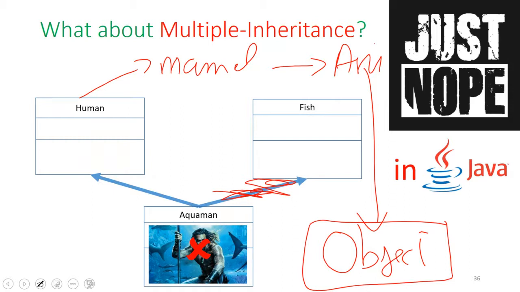So that means that any class that you write in Java, even if you don't use the extends keyword, is going to be related to the class Object, directly or indirectly if you use the extends keyword. It's going to inherit from it directly or indirectly. And this is why toString, for example, is available everywhere.